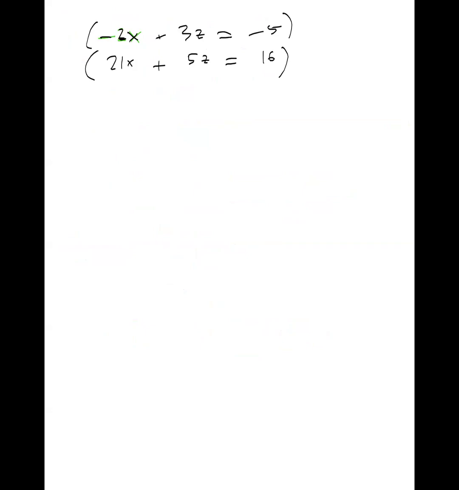How do I make the first z become 15 if it has 3 already? I need to multiply it by what? 5. And when you multiply one thing by 5, you have to multiply everything by 5, right? So it's -2 times 5 is -10. 3 times 5 is 15. -5 times 5 is -25.